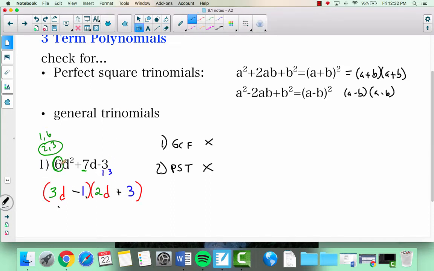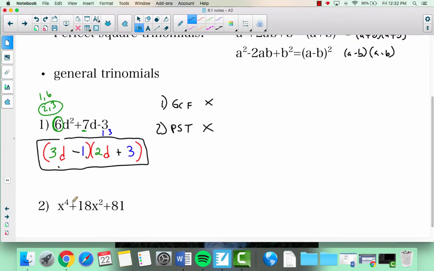So anytime there's a number in front of your squared term, you're going to have some numbers in front in your factors, and that's the part people tend to forget, so be very, very careful with those. Now the last example of the three-term, when we look at this one, remember, still look for greatest common factor, which there is not.